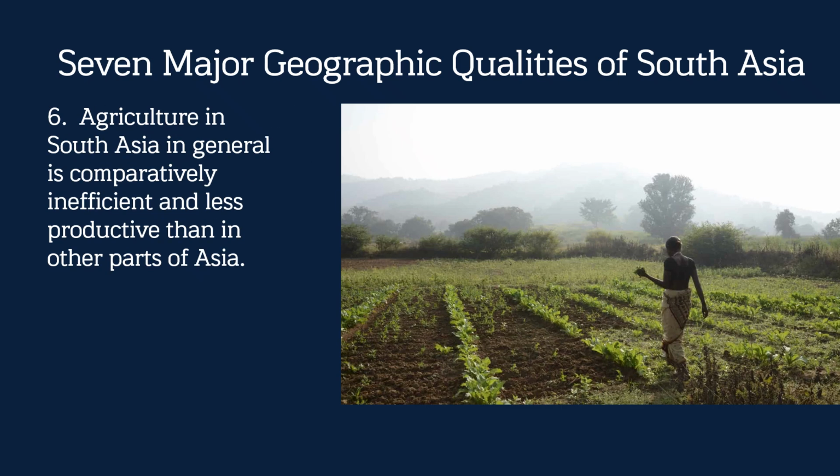One of the major causes of these food shortages in South Asia is that agriculture in South Asia is generally inefficient, despite the fact that they have regular rainfall. Compared to other parts of Asia, the poor land management and lack of resources and infrastructure has led and contributed to these mass food shortages.